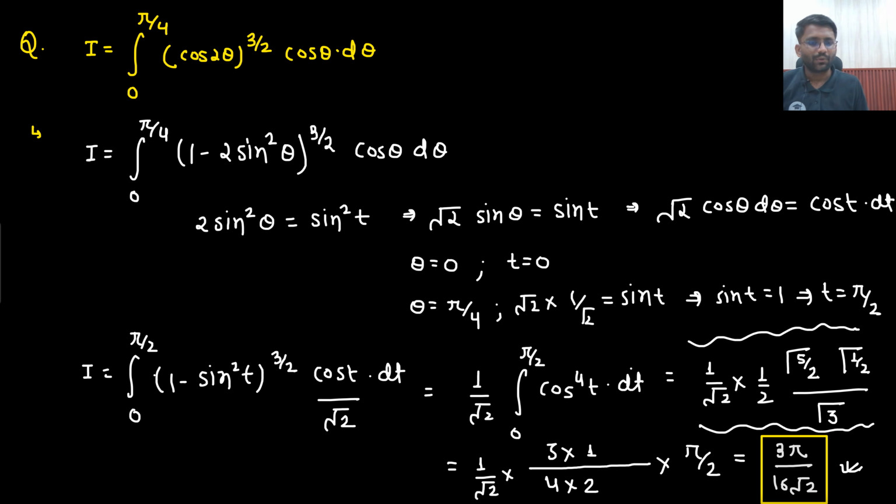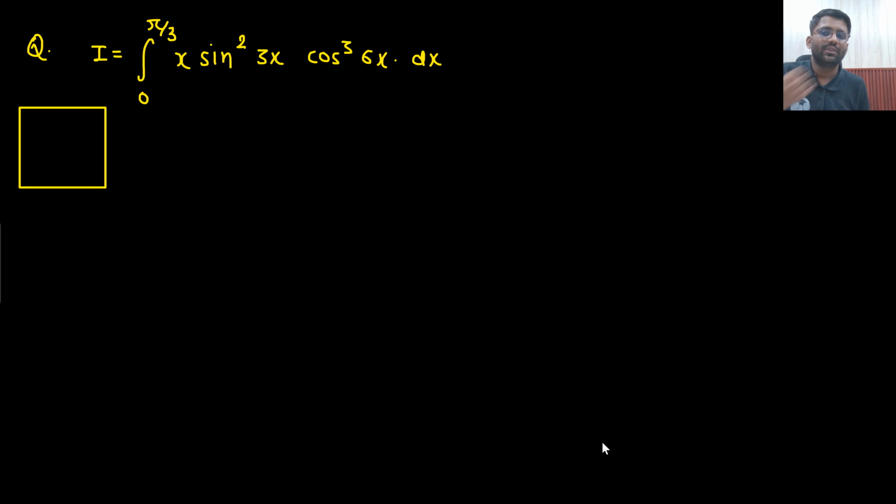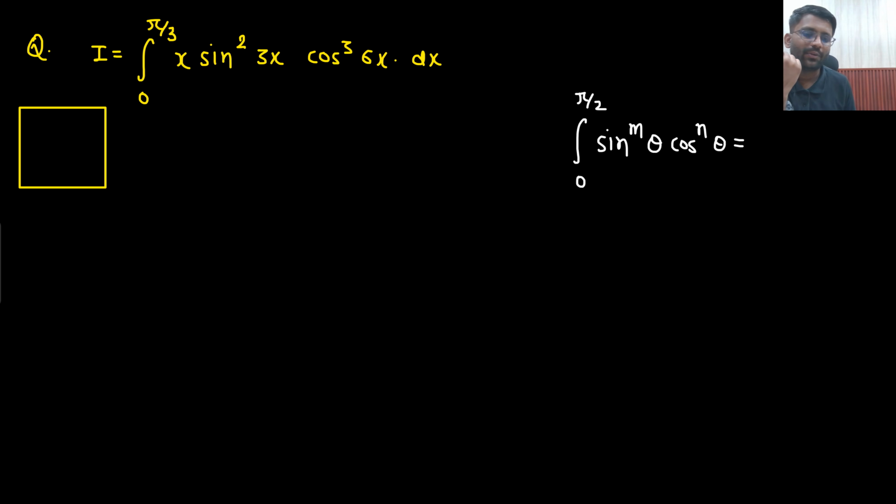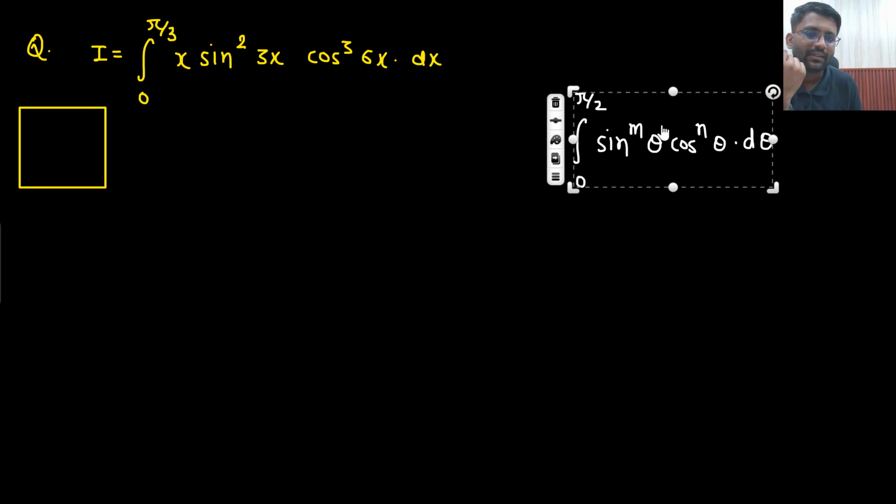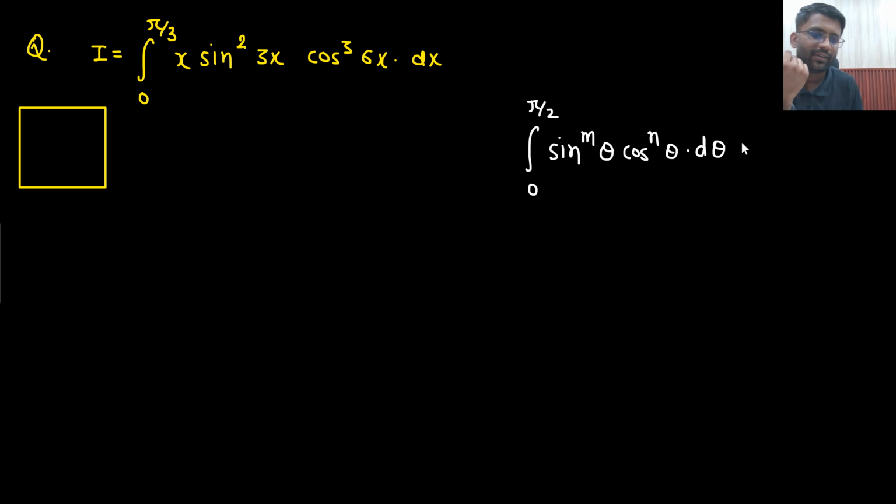Okay. Well and good. Let's solve the next one. Let's solve this question. Sir, here there is x. This kind of formula we haven't studied. Sir, here there is pi by 3 as well. This also we haven't studied. Whatever formula we have studied, which formula have we studied? We have studied the formula from 0 to pi by 2, sine to the power m theta cos to the power n theta d theta. This formula we know, no? But this is completely different, sir.